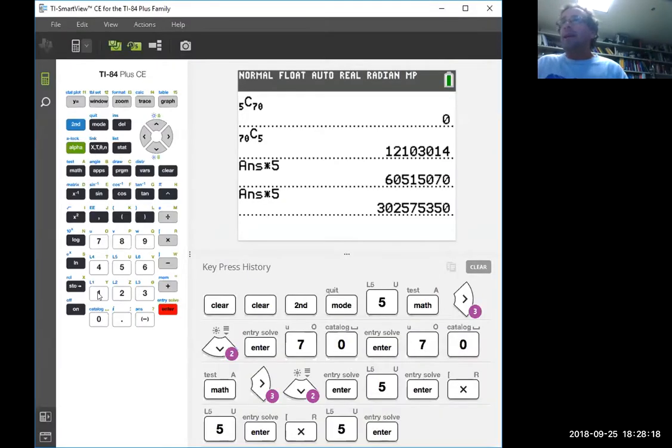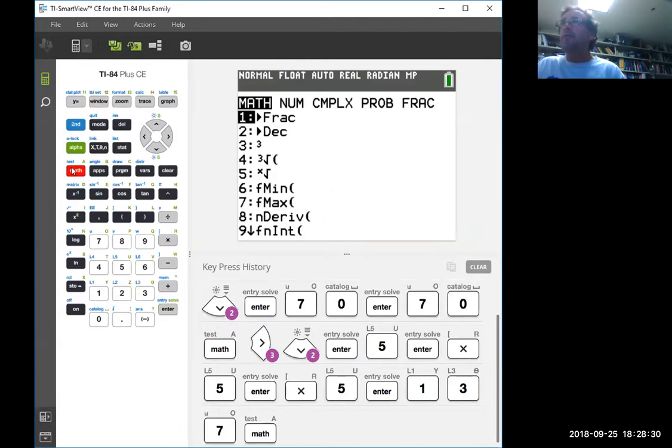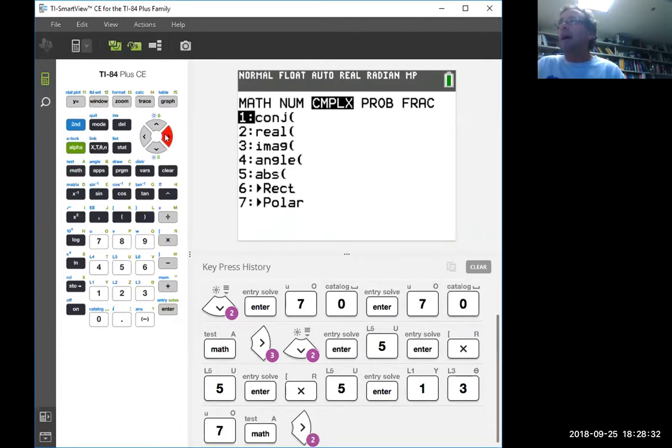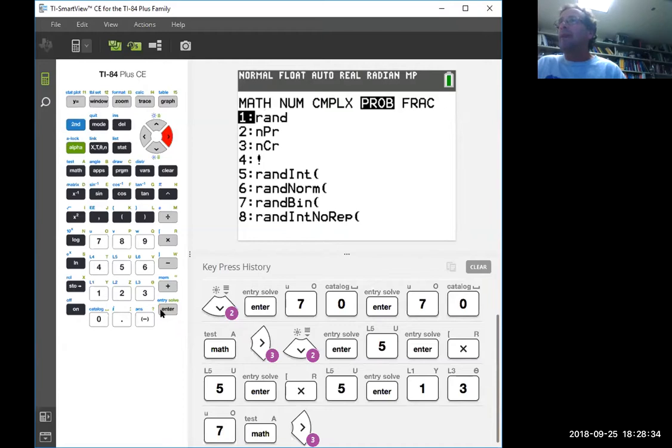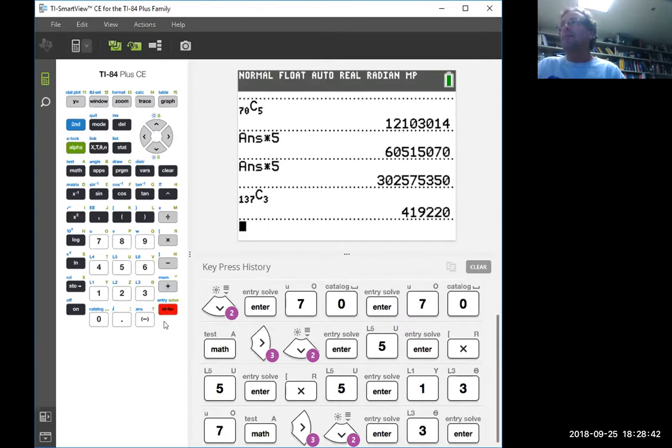So we're going to be looking at the denominator being, again, we're going to go to 137. And then we're going to go to math, prob, nCr, enter 3. And then enter again. Okay?